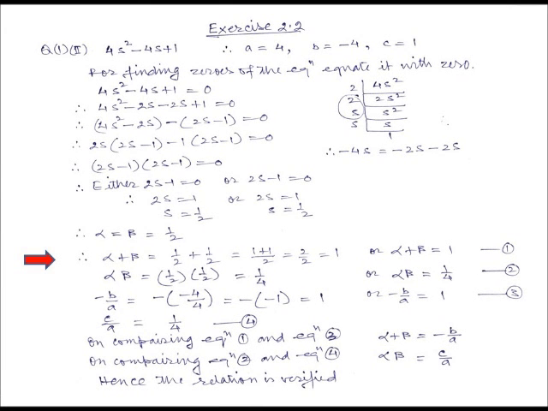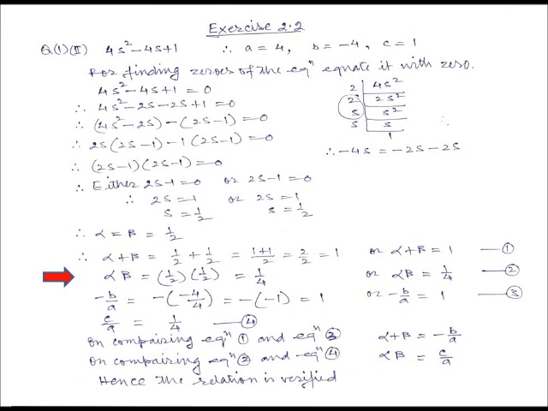Now adding both the roots, alpha plus beta is equal to half plus half, that is equal to 1. Therefore, alpha plus beta is equal to 1 is the first equation. Now multiplying alpha and beta, that is equal to half into half, that comes out 1 upon 4. Therefore, alpha into beta is equal to 1 by 4. This is equation number 2.